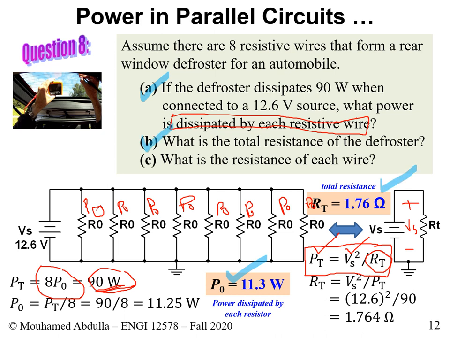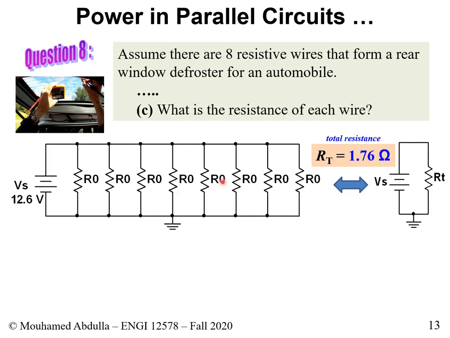So now we need to look at C. What is the resistance of each wire? So we know the total resistance is this, but what is the resistance of each individual wire? How much will each wire contribute? With this, we don't know. I don't have enough space here, so let's just pick it up on the next slide.